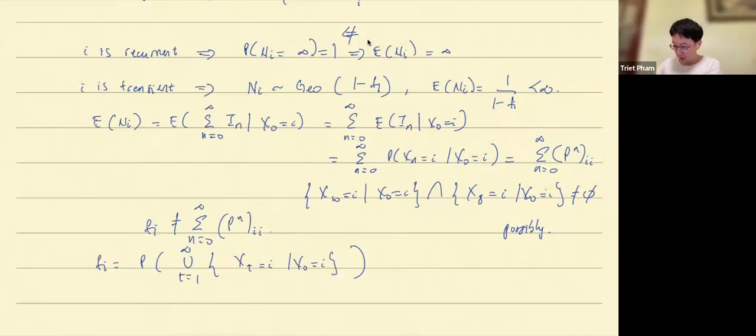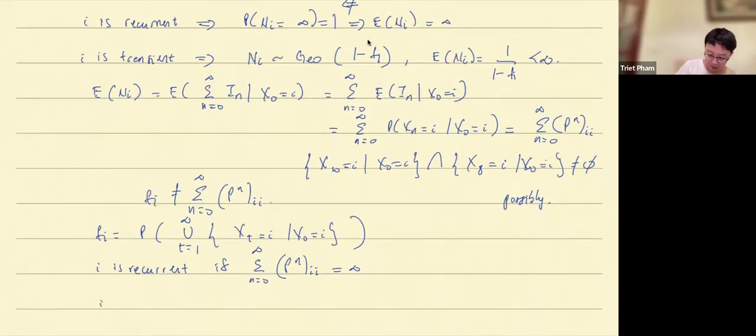Well, I guess I keep talking about this without writing down the punchline. The punchline is already here, which says that i is recurrent if the sum of P to n, ii is infinite, and i is transient if the sum is finite and is equal to this.